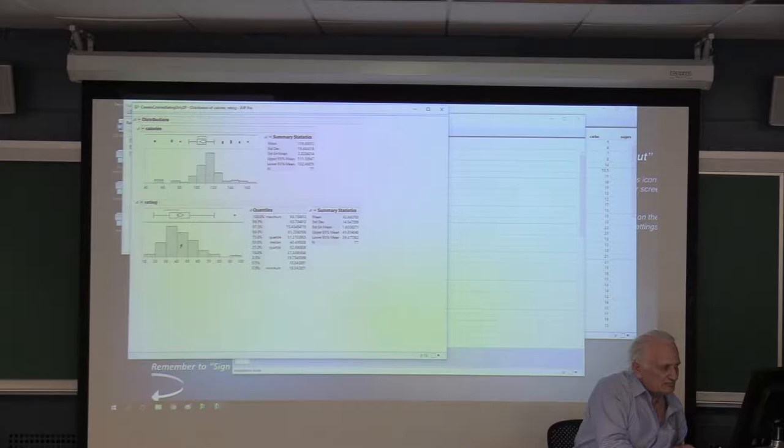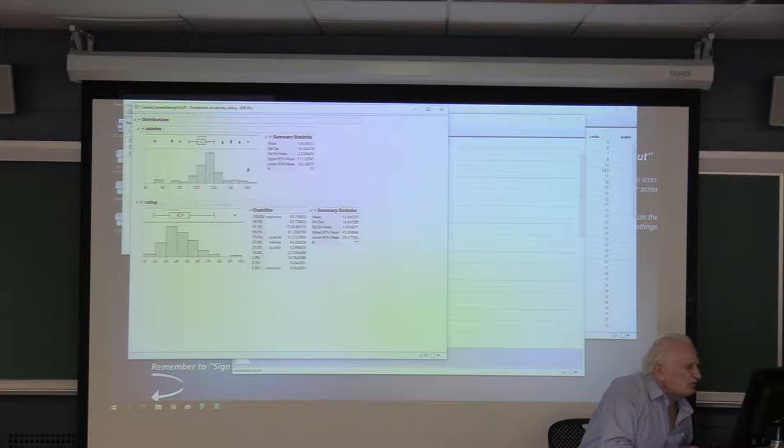We're doing analytics. Up here, I didn't do quantiles for the median, so I can do calories, display quantiles, and I can get this information.